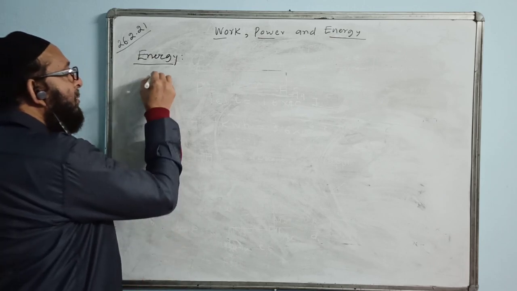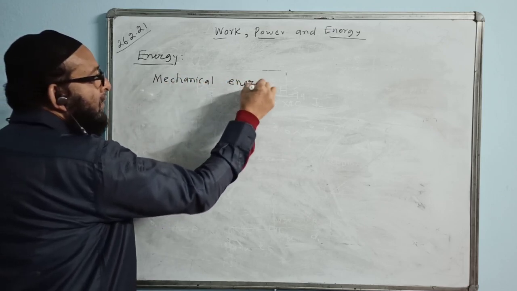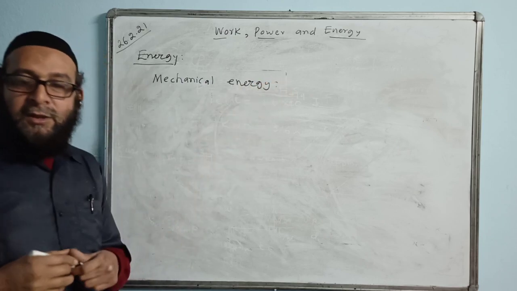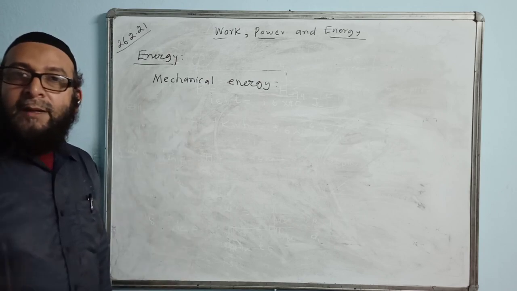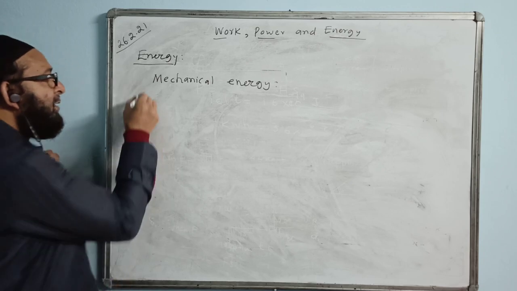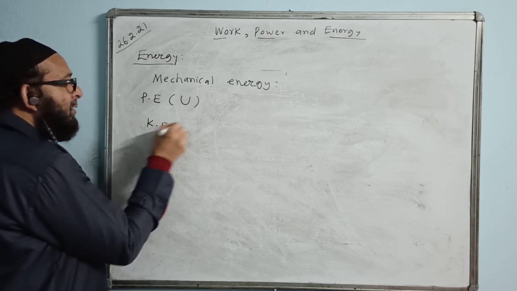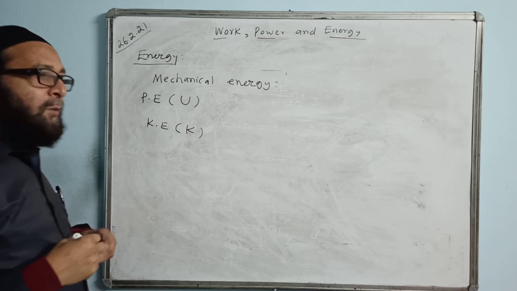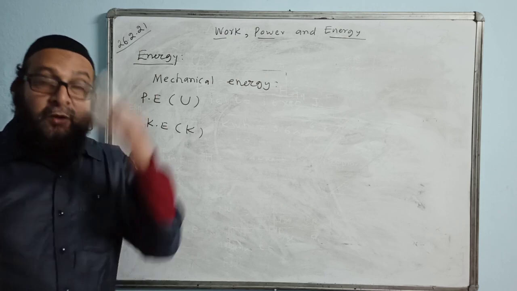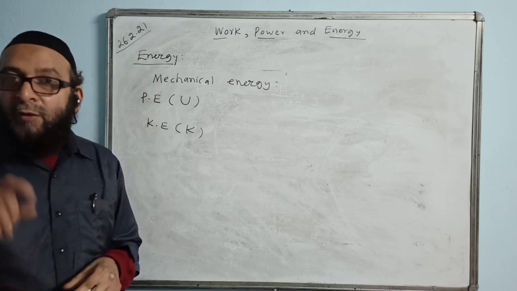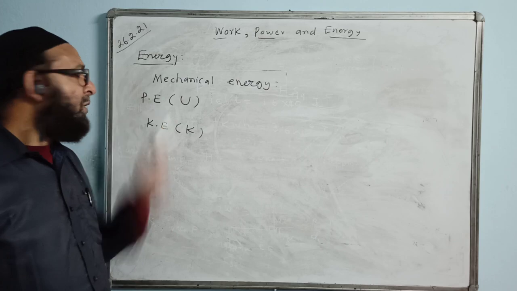So, mechanical energy we will talk about. What is mechanical energy? We say the energy of a body due to rest or motion is called mechanical energy. There are two types of mechanical energy, potential energy and kinetic energy. Potential energy is denoted by U, and kinetic energy is denoted by K. What is potential energy? It is the energy possessed by a body by virtue of rest or position, or by configuration, or due to change in its shape.